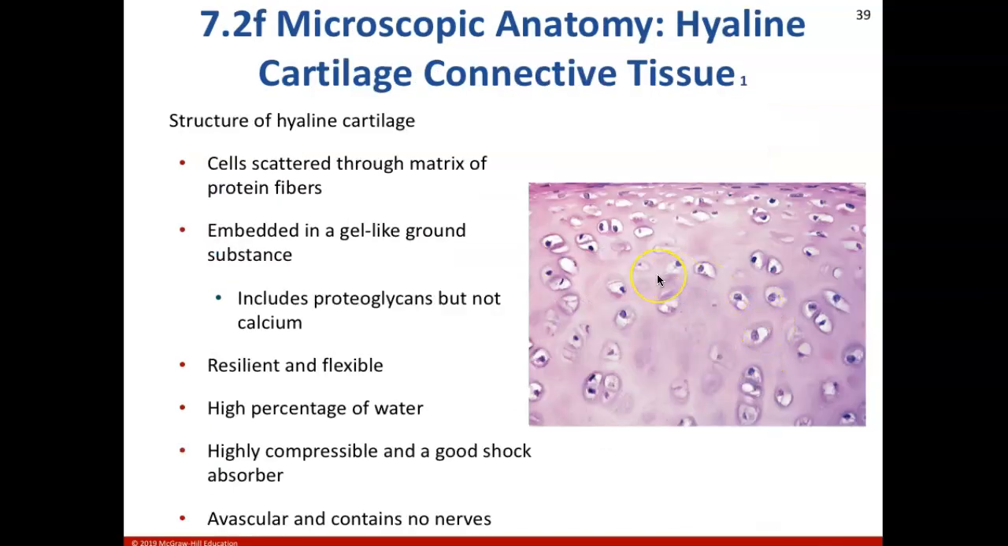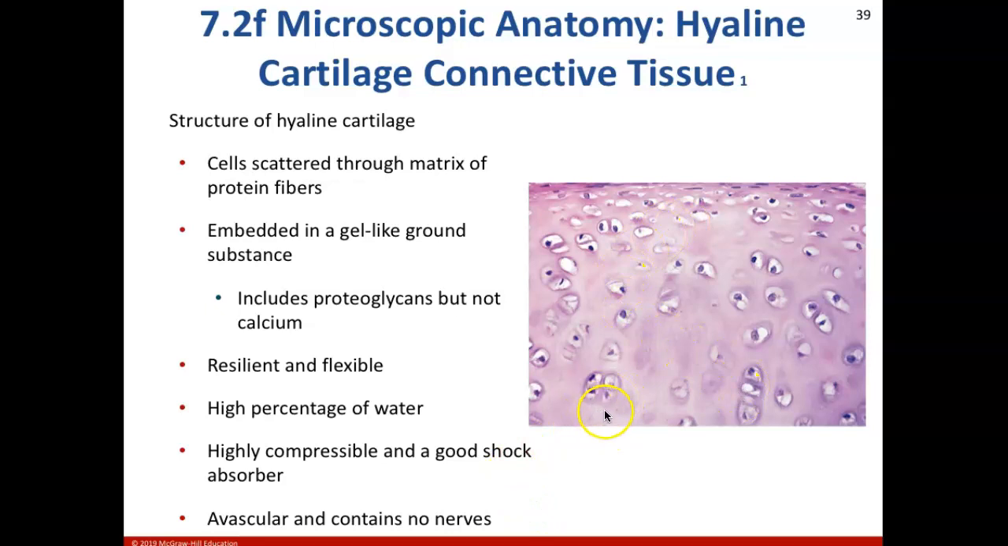And let's quickly just talk about the structure of hyaline cartilage. You'll see in this histology slide that the cartilage cells, known as chondrocytes, are scattered through the matrix of protein fibers. It's embedded in this background, which is a gel-like ground substance, which is going to include proteoglycans, but not calcium like we see in bone. This cartilage is resilient and flexible.